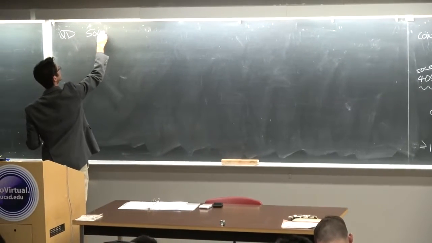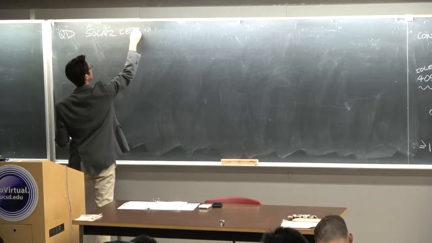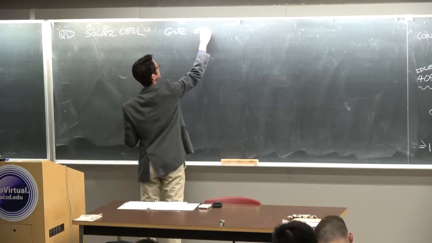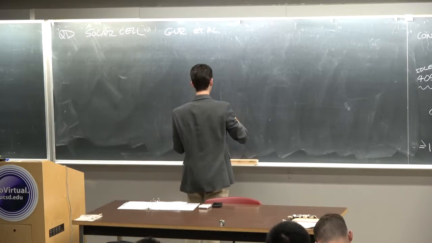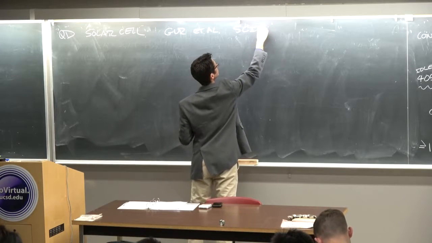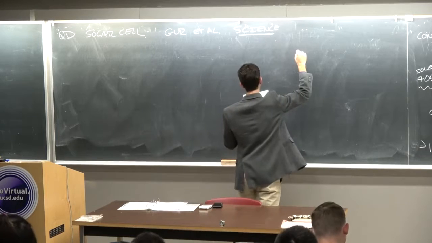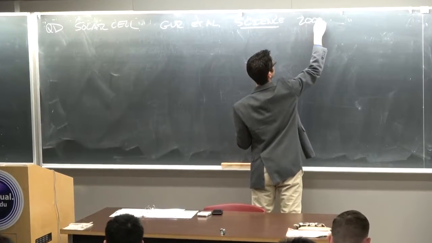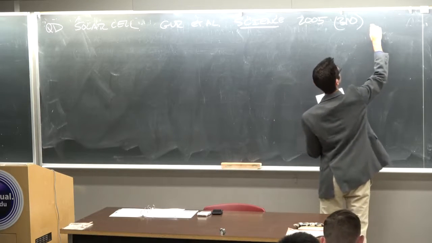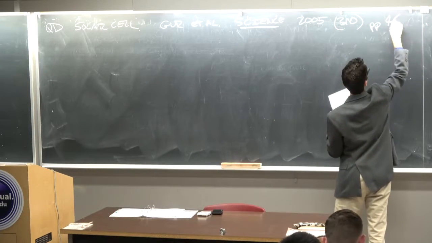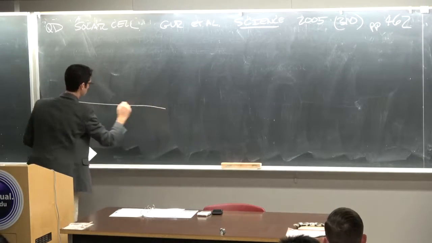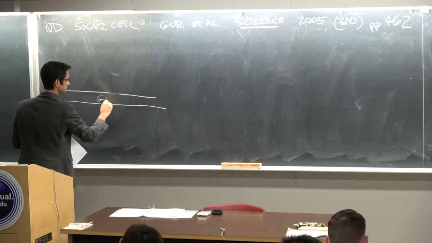Quantum dot solar cells were published first by Gur et al. This was published by Paul Alivisatos's group at Berkeley in the journal Science, 2005, volume 310, page 462. And what they did was they built a solar cell on glass.